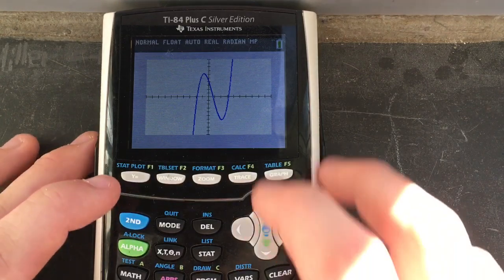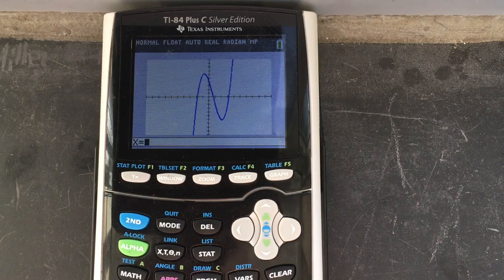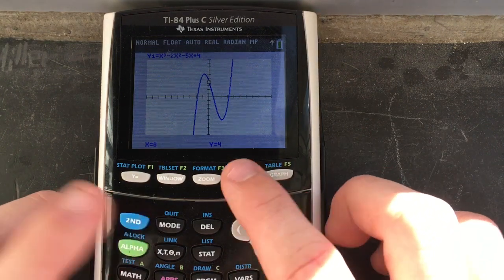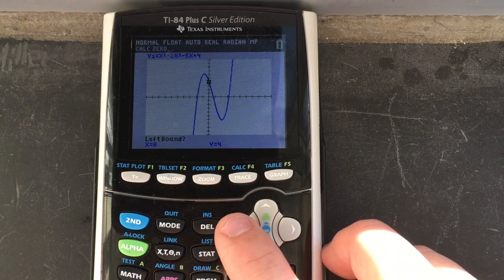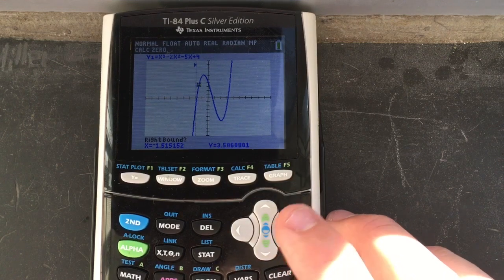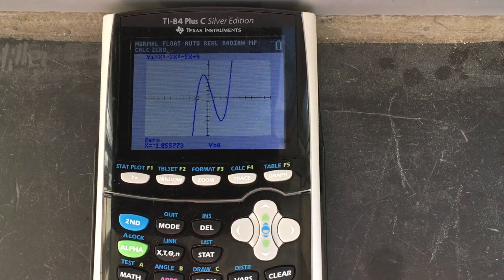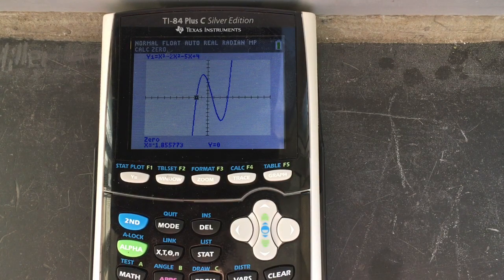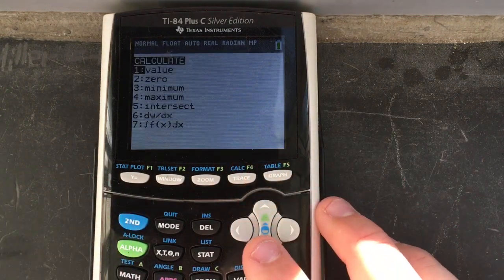We'll find that now. You hit second trace again. For value, we're going to type in the x value of 0, and that'll give us our y-intercept. Hit enter. Looks like our y-intercept is 4. So now we're going to hit second trace again and find the first zero. We're going to hit zero, left bound. We're going to do this zero over here first. Go to the left of it first, then the right of it, and then hit enter for guess. And that gives us our first zero of negative 1.855773.